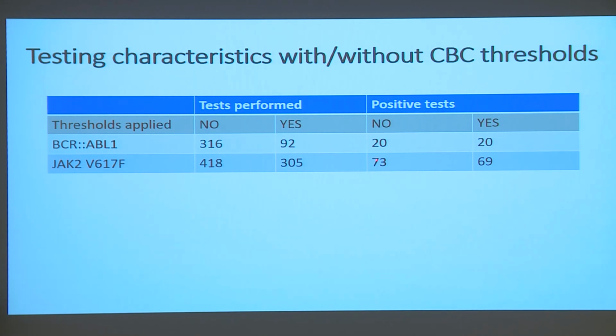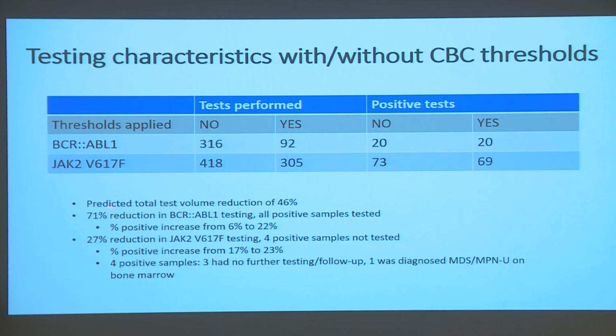73 positives when we tested everybody, and we would have missed 4 positives with those criteria. But what we found was the 4 people who had positive JAK2 testing, 3 of them had no further workup ever. They didn't die. They didn't have a bone marrow. There was no other molecular. So we presumed from our limited ability to search our LIS that there was no reason to further pursue or refer that patient.